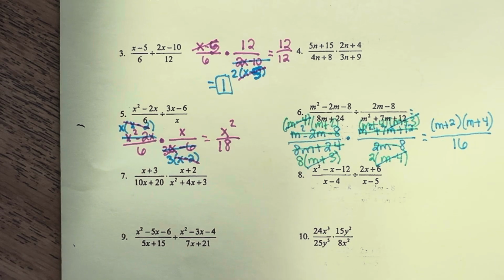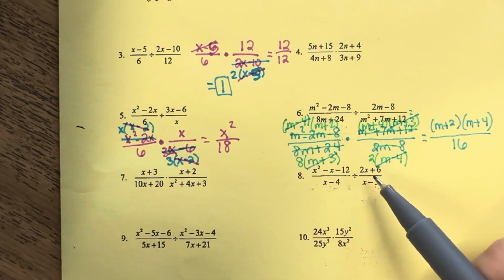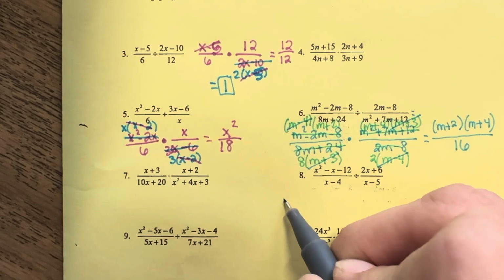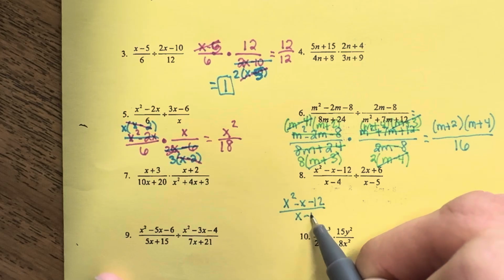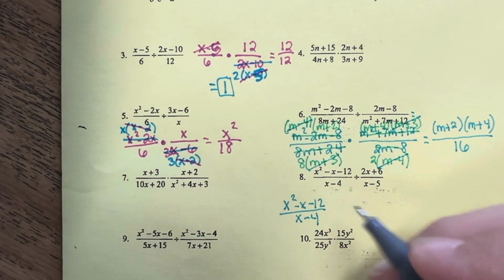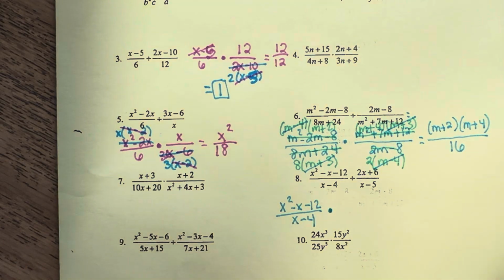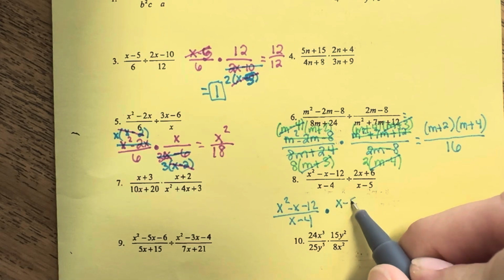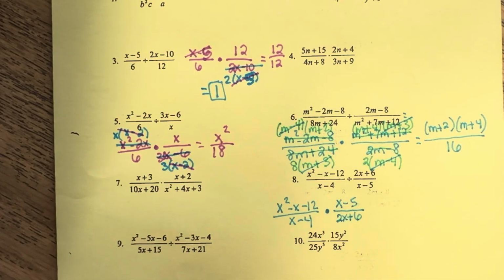All right, let's look at 8. So same kind of thing happening on 8. It is dividing, so we want to keep, change, flip. So I'm keeping the first one the same. So first fraction stays the same. Then I'm changing division to multiplication. And then I'm going to flip that second fraction. So x minus 5 now is on top, and 2x plus 6 is now on the bottom.